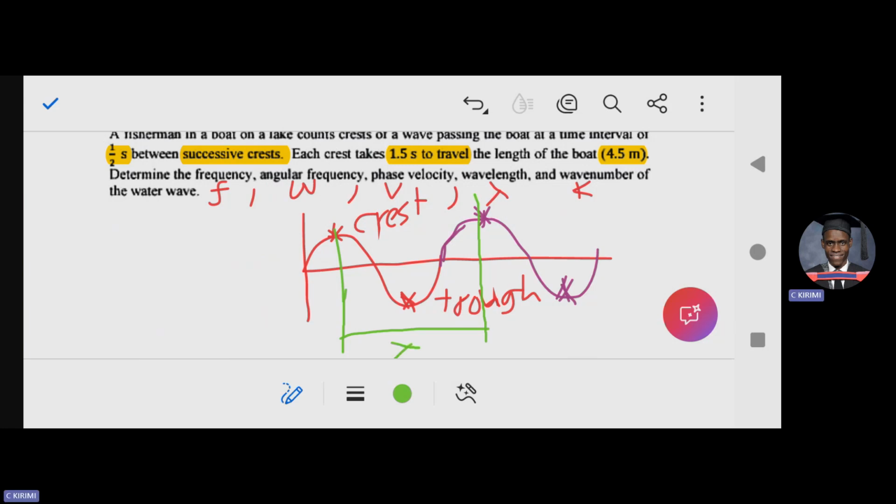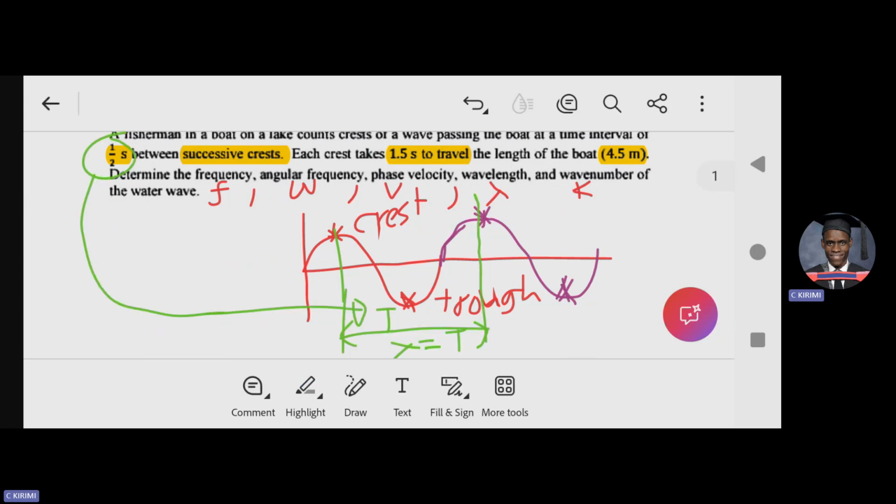The time between those two crests is the period, T, which is half a second. The distance there will be lambda, which we are going to calculate, but we are given that the period T is equal to half a second. So T is equal to half a second, which we are going to use.